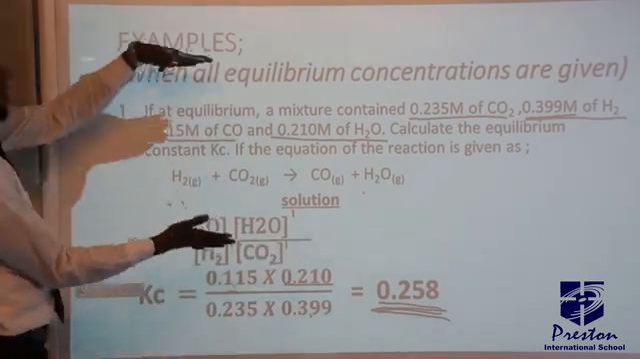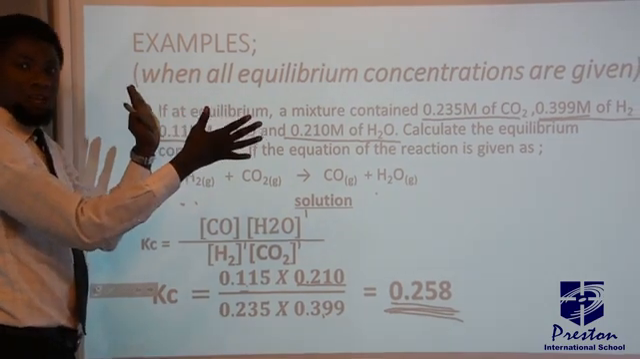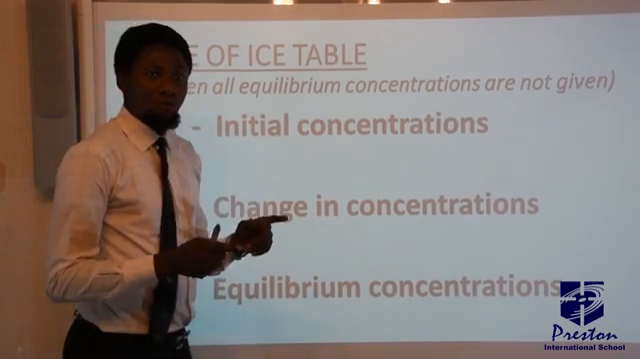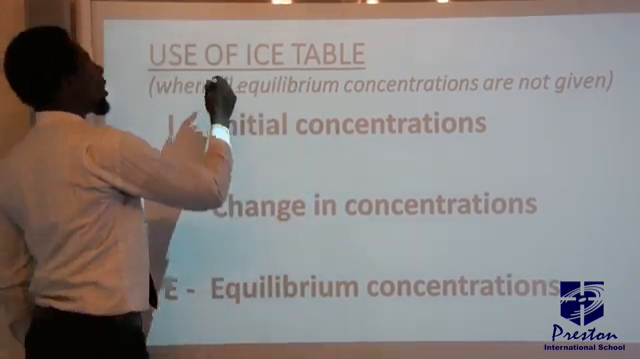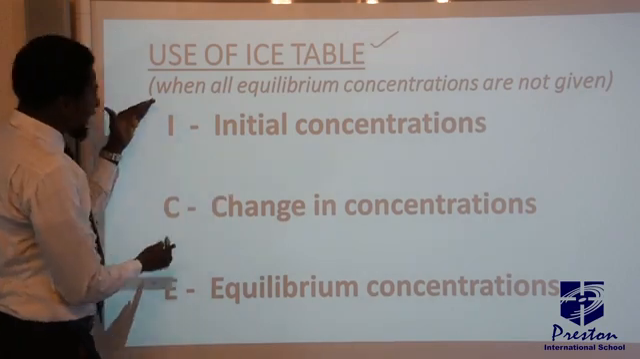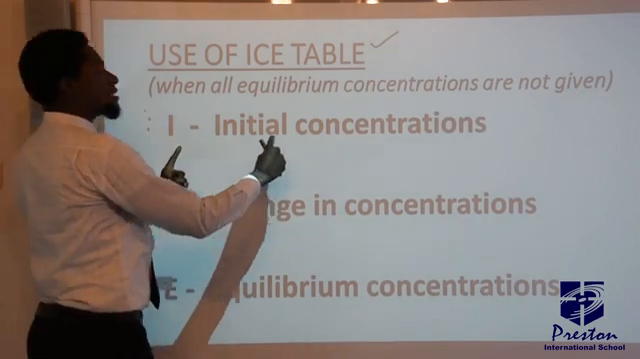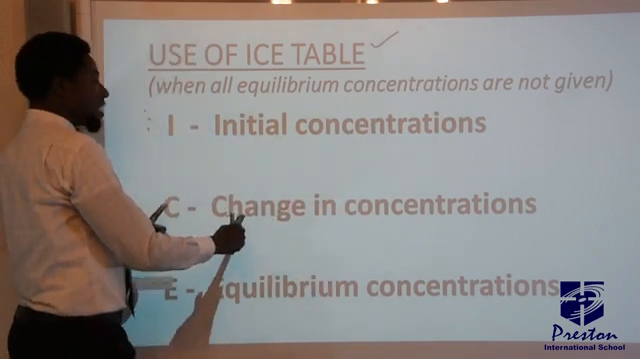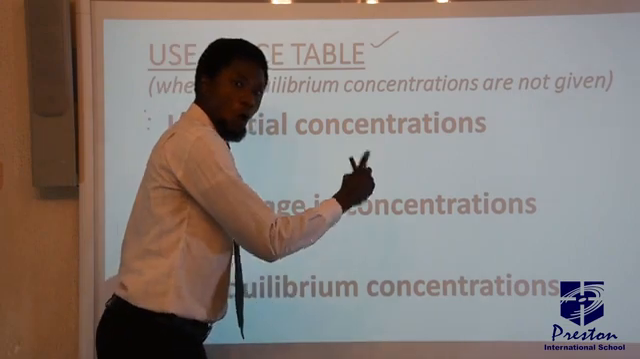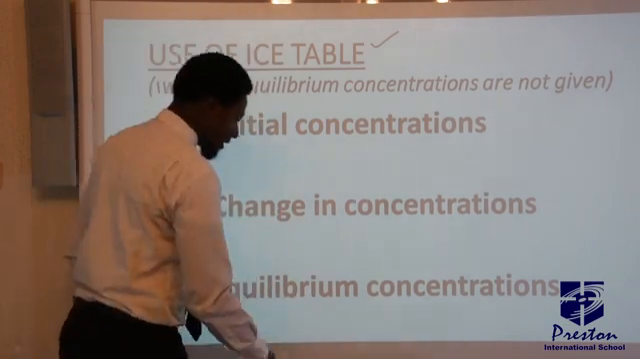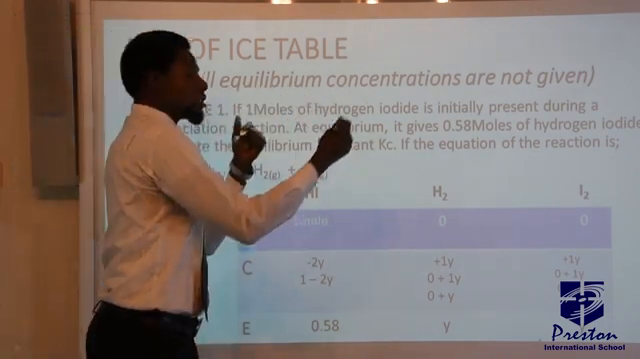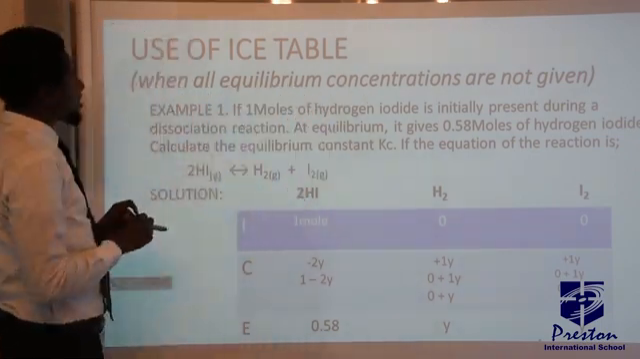But when you look at this, all the equilibrium concentrations are given. But we have cases where not all the equilibrium concentrations will be given. In that case, you make use of what is called an ICE table. What do you mean by ICE table? The I represents initial concentration, C represents change in concentration, and E represents equilibrium concentration, that is, the concentration of that thing at equilibrium. Okay, let's look at this example.